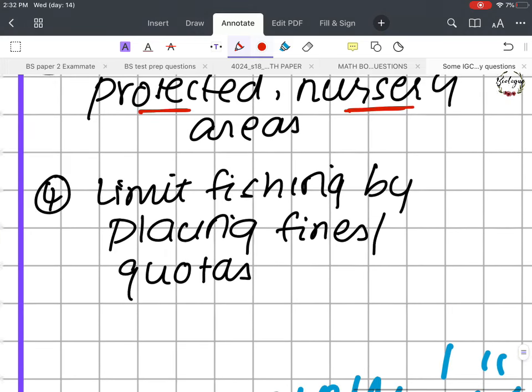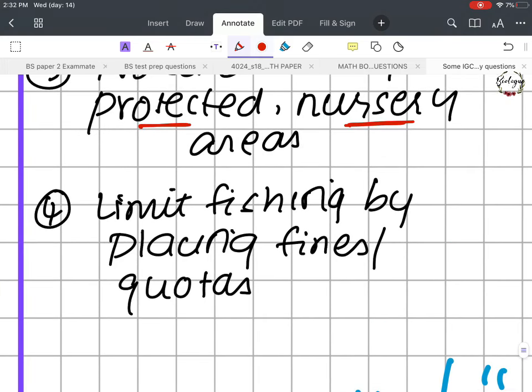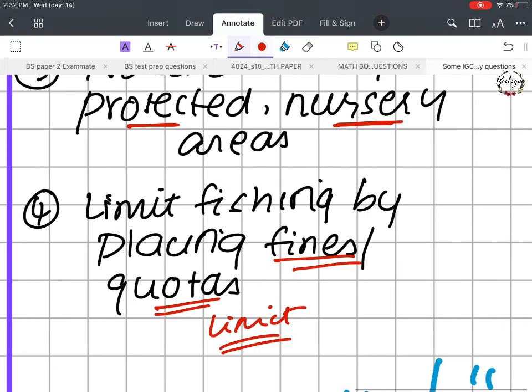Now the fourth point, limit fishing by placing fines or quotas, right? Quotas are basically a physical limit on the quantity of fish that can be fished. So actually it is kind of preventing overfishing. It prevents overfishing.